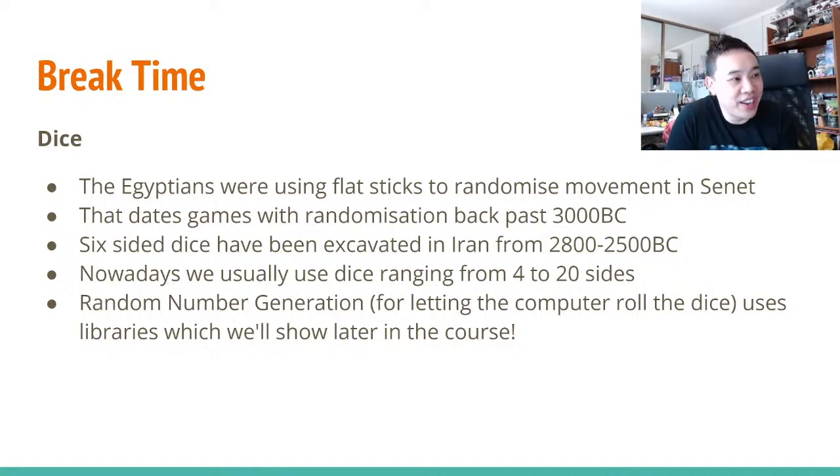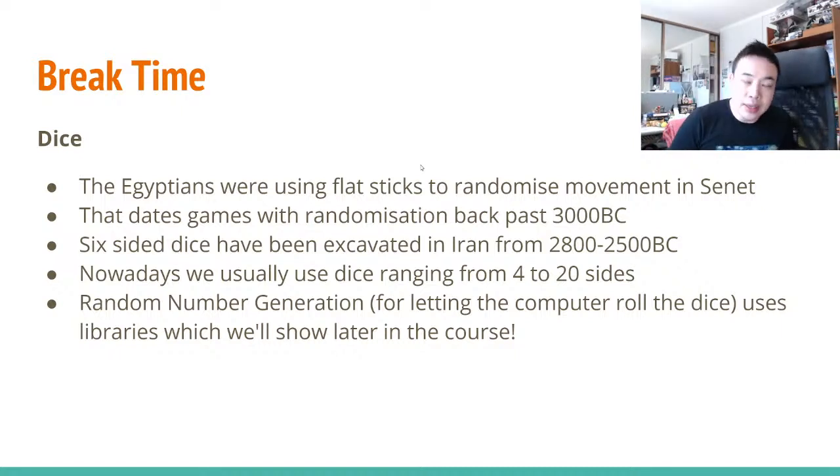I have some trivia here, in case anyone's interested. Just looking at dice and the fun stuff that dice and randomization have added to human games over the years. So, as far back as we can see, based on historical record, the Egyptians were using flat sticks that could land on one side or the other, the same way we'd toss a coin, to randomize movement in a game called Senet, which is one of the, I guess you could consider it, precursors to all of the board games that we play now, and that puts it past 3000 BC. So we've been using dice for, let's say, 5,000 years at least.